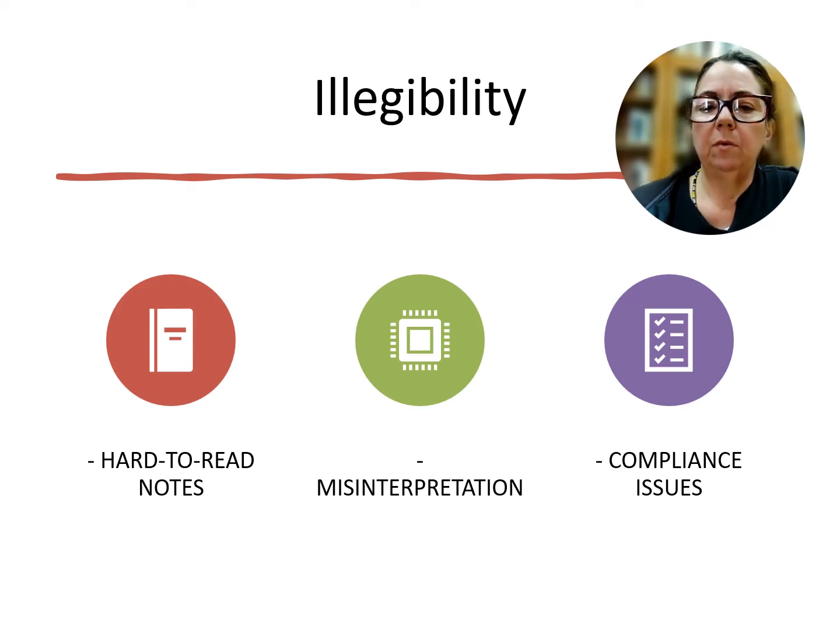Illegibility, especially with paper charts, is a concern. Handwritten notes are difficult to decipher, such as unclear dosages for medication, and can lead to misunderstandings and errors in patient care. For coding, this can result in misinterpretation of the clinical information, incorrect code assignment, and reimbursement issues.